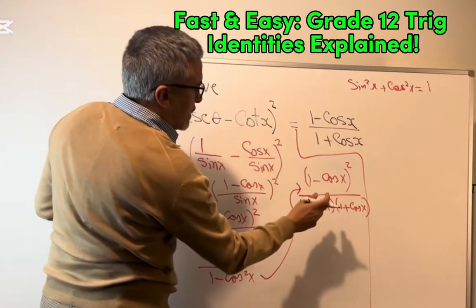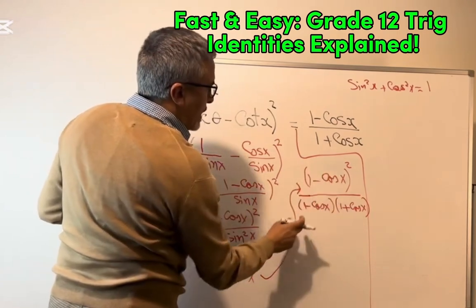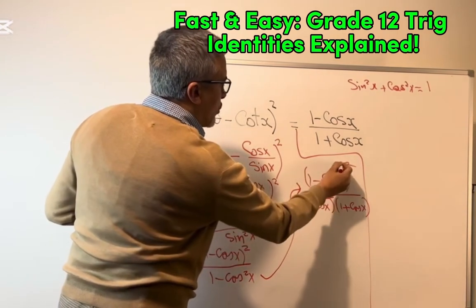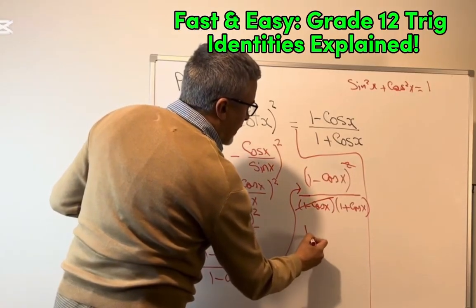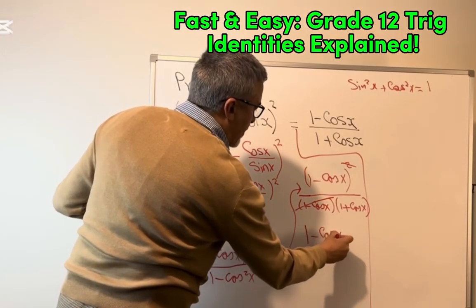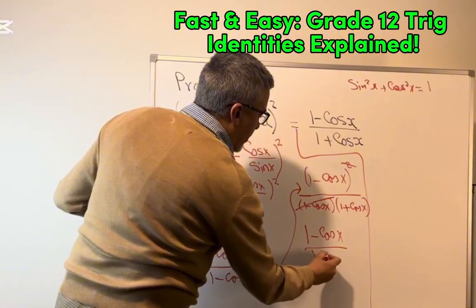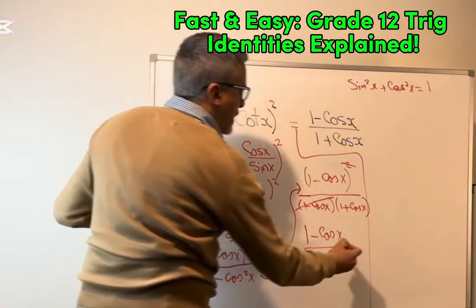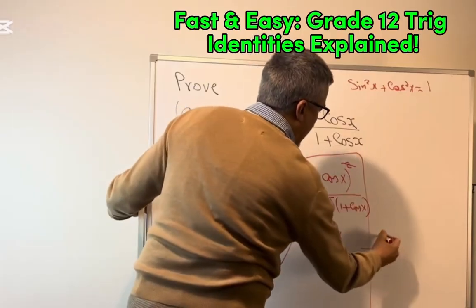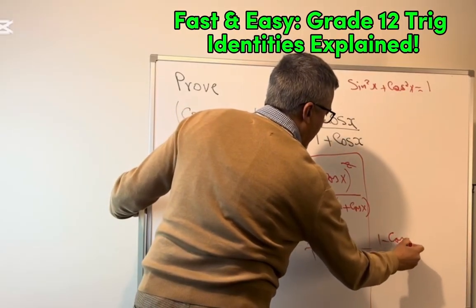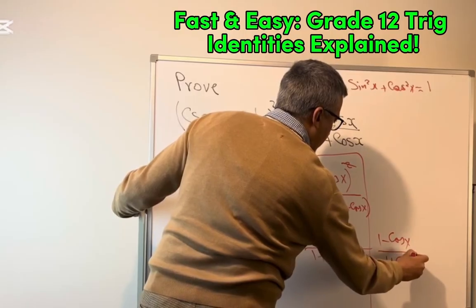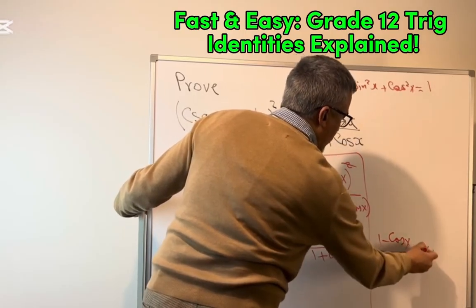Now, you see I have 1 minus cos x squared here, and I have 1 minus cos x on the bottom here. I'm going to cancel this with the square, and I'm going to have 1 minus cos x on top over 1 plus cos x on the bottom, which equals this right side right here. And that is what we needed to prove.